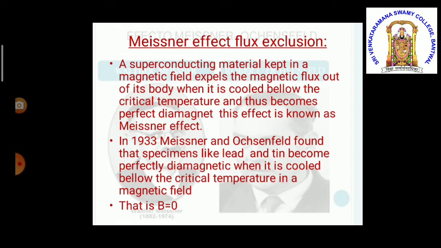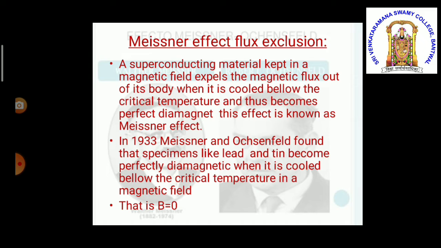Next one, Meissner effect, flux exclusion, or it is also called flux expulsion. It is also important. It was discovered by Meissner. A superconducting material, if it is kept in a magnetic field, expels the magnetic flux out of its body when it is cooled below critical temperature. Only if it is cooled below critical temperature it will become a superconductor. And thus it shows perfect diamagnetism. This effect is called the Meissner effect.